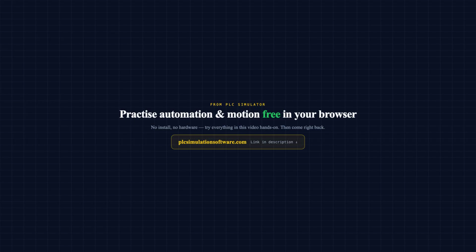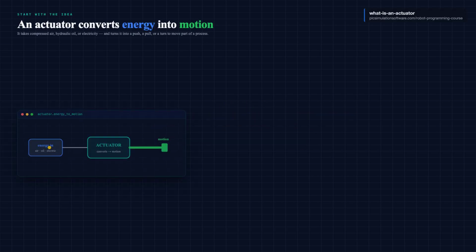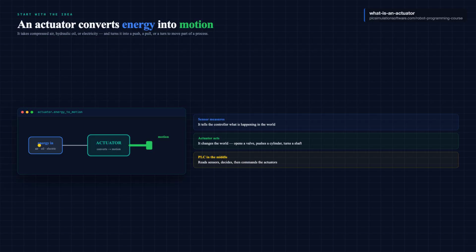Now back to the muscle. So what is an actuator, really? An actuator is a device that converts energy into motion to move part of a process. That is the whole job. It takes energy, compressed air, hydraulic fluid, or electricity, and turns it into a push, a pull, or a turn.